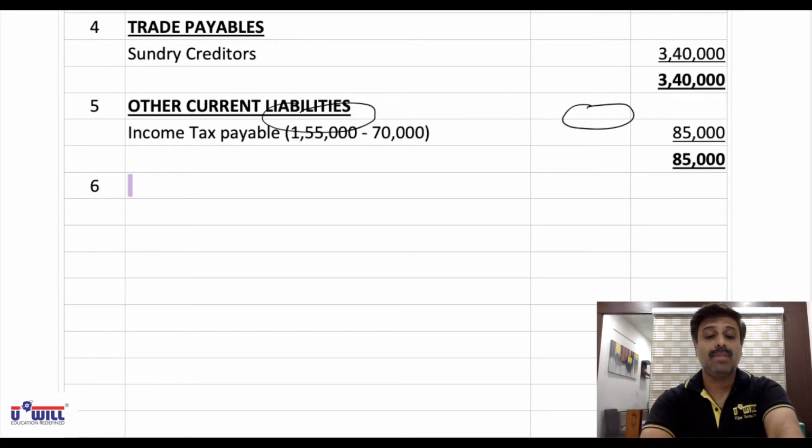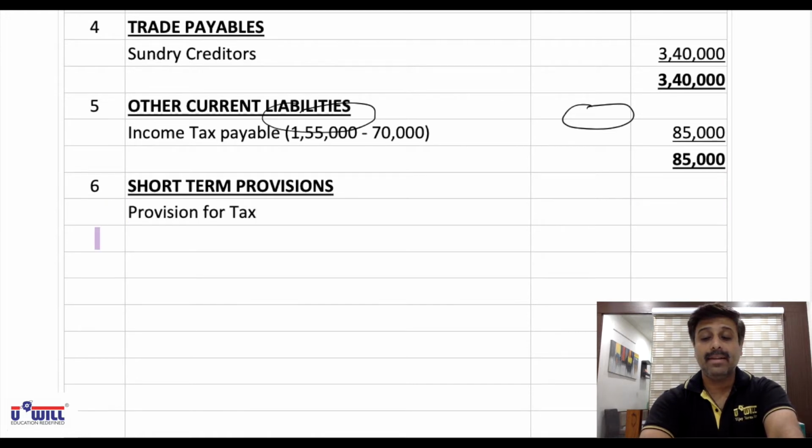Then we will have short-term provisions. And short-term provisions, we have only one item, provision for tax. And the amount of that is missing, so we'll keep it pending. And after doing P&L account, we'll be able to get its amount. Then after short-term provisions, we will have tangible fixed assets.